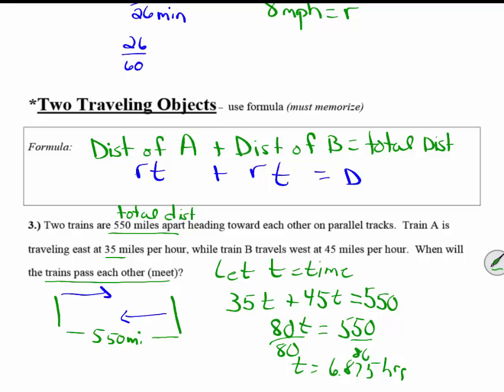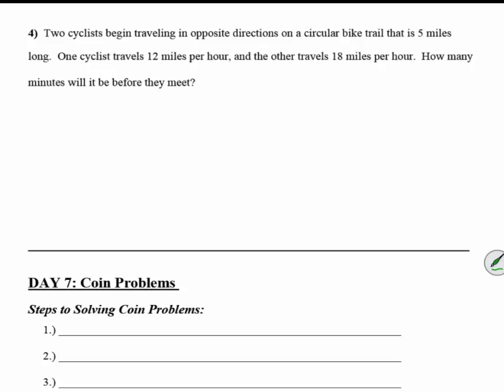All right, next one. Two cyclists began traveling in opposite directions on a circular bike path that is 5 miles long. So we have this, here's your path. We know the total's 5 miles. And we have one person going one direction. Ooh, that was pretty bad. And we have another person going another direction. So here's the rate for the first one. Here's the rate for the second.